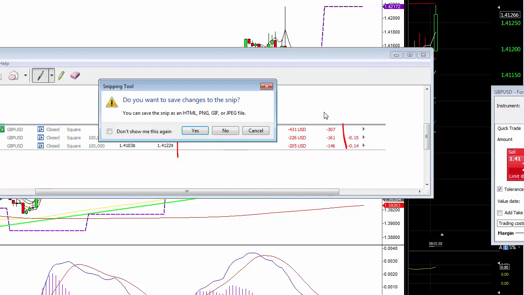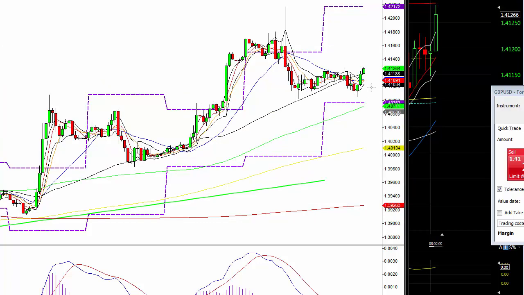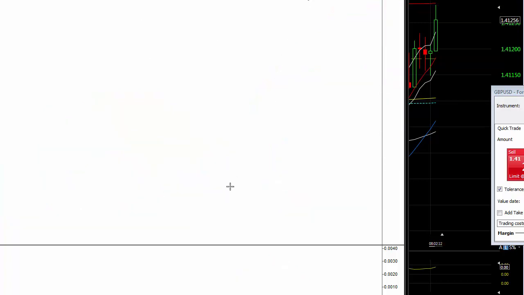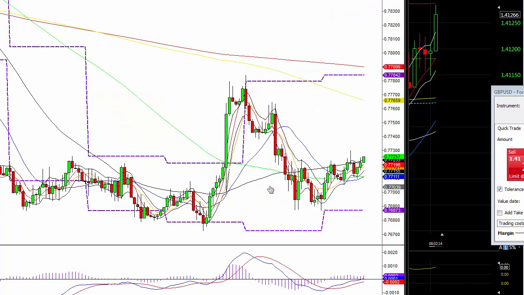So nothing too major, but I've been stopped. Bit of a shame because it was working its way down, and as I said earlier on, but it's come all the way back up and stopped us out. The Aussie dollar, let's go back to the Aussie dollar. So I'm long this Aussie dollar still now. And I see it's coming up at the moment.